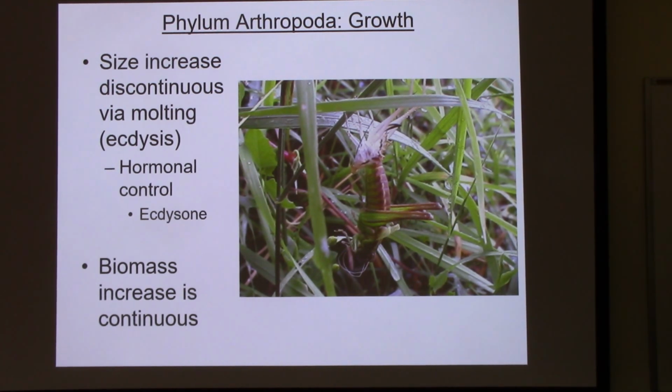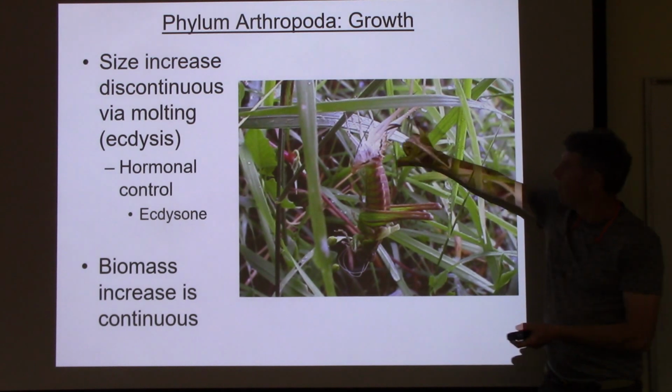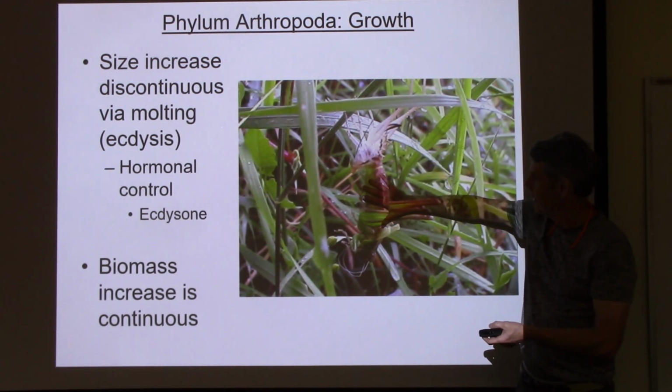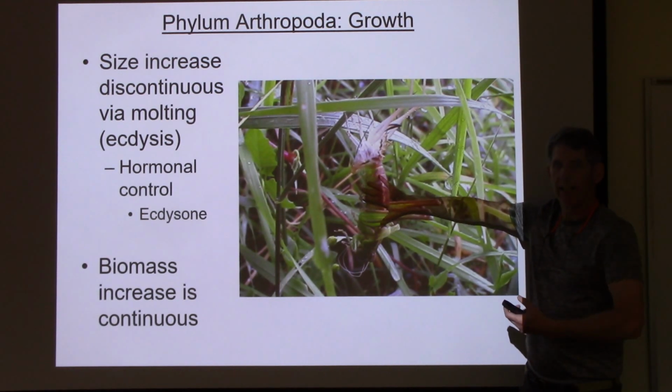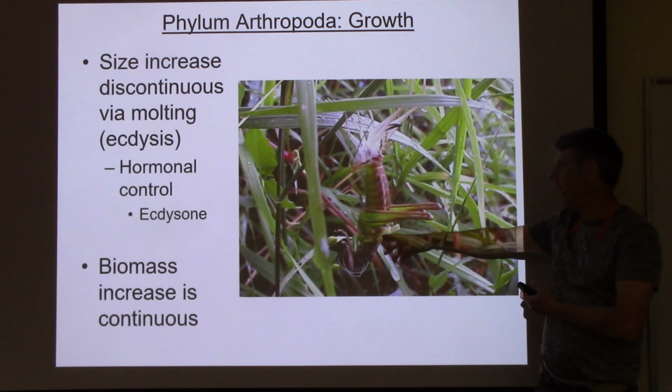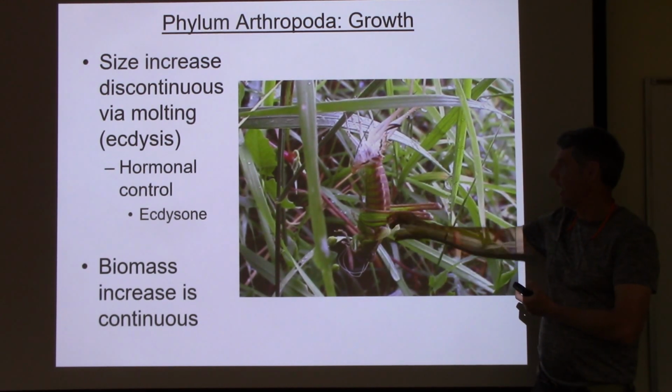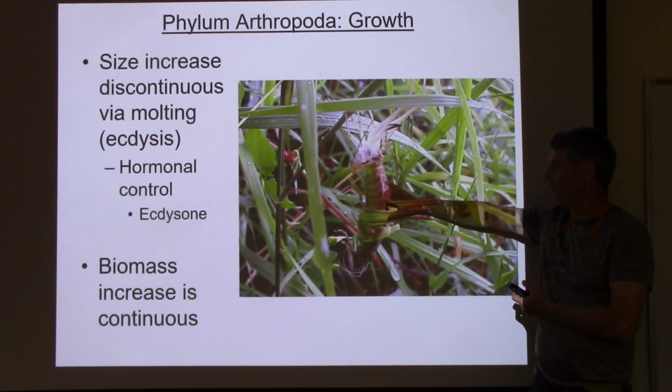So if you look at size increases, this grasshopper is dropping its old exoskeleton. It's coming out, it's swelling up, it's puffing up its body with air and moisture, and then it will solidify this exoskeleton at a new, larger body size.